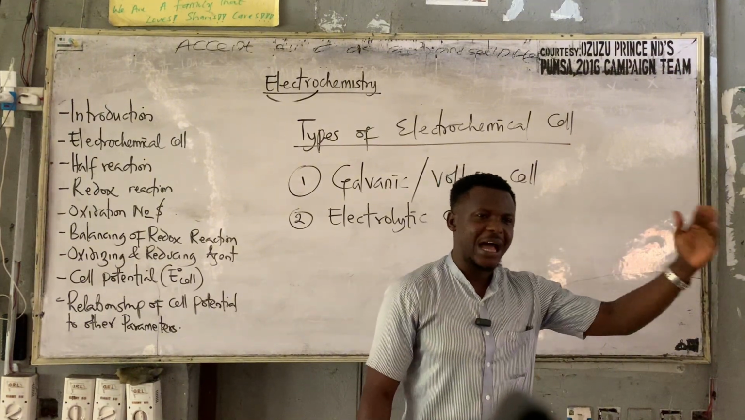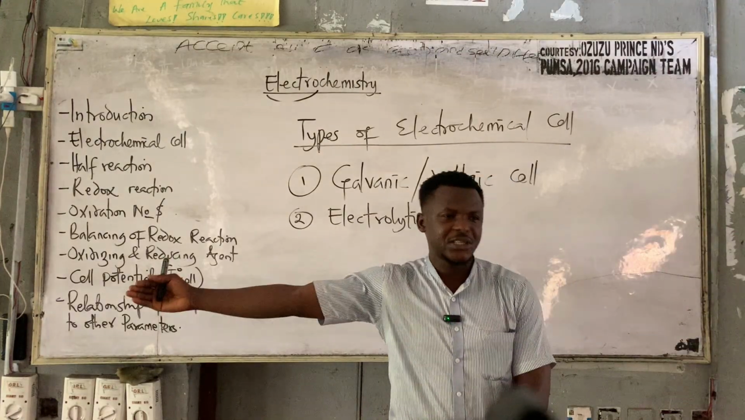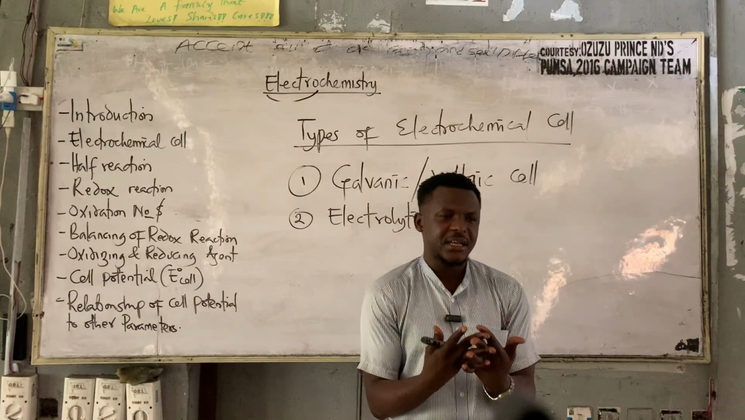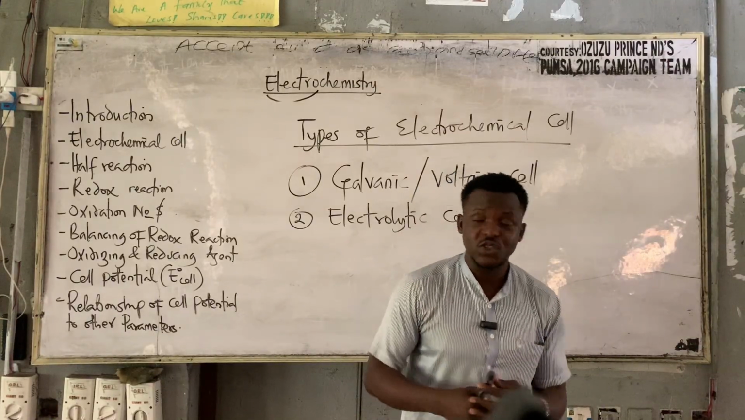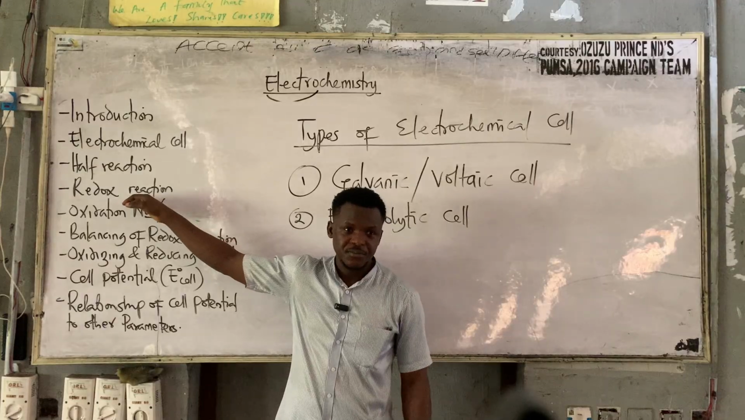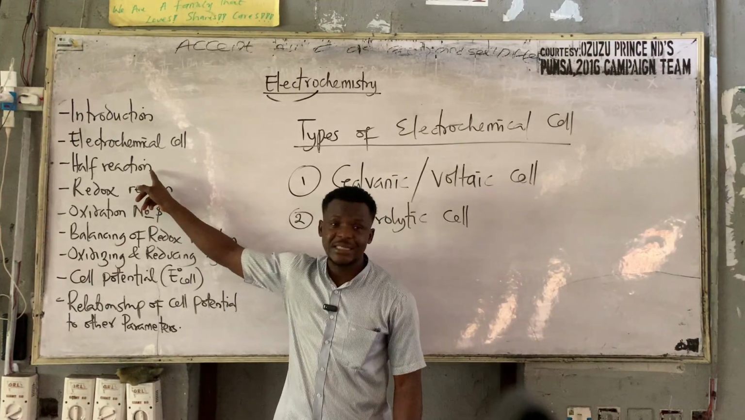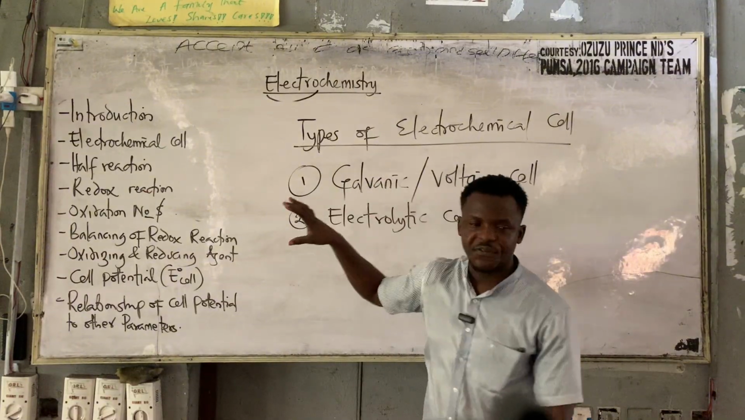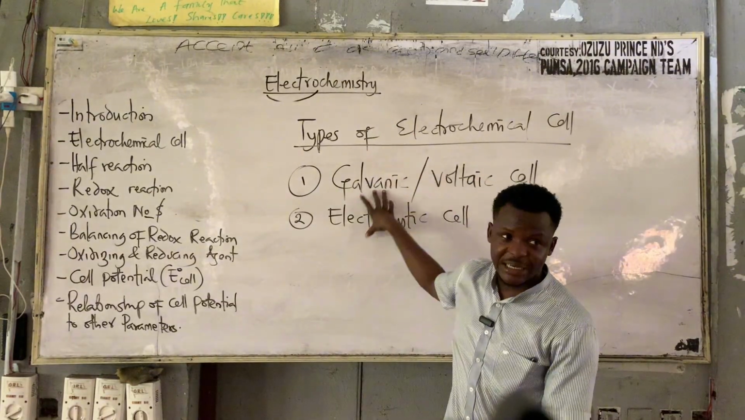Oxidation takes place at the anode. Reduction takes place at the cathode. Right? And anode and cathode mix up to form a cell. So when you combine those two reactions together, we have a redox reaction. All right? So that's why I had to place half reaction before redox. But let's first of all understand the difference between the first one and the second one.